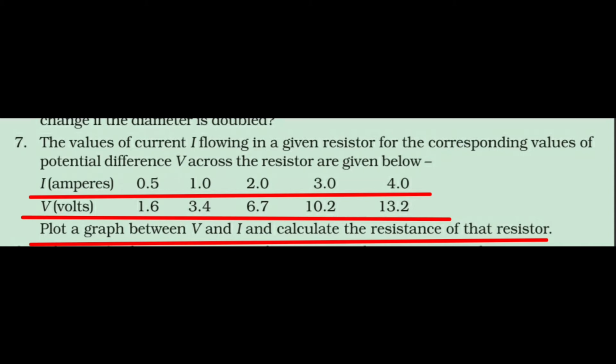Question 7. The values of current flowing in a given resistor for the corresponding values of potential difference across the resistor are given. Current in ampere and potential difference in volt. All the values are given here. We have to plot a graph between V and I and calculate the resistance of that resistor.